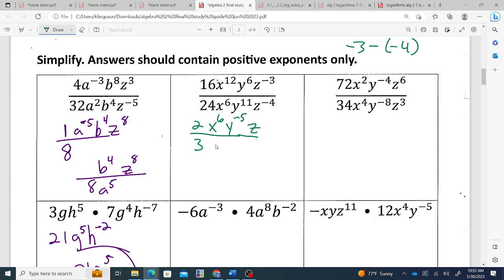So anyway, it's z to the first power. So see, negative 3 minus a negative 4 becomes negative 3 plus 4. If it helps you see it, write it out.